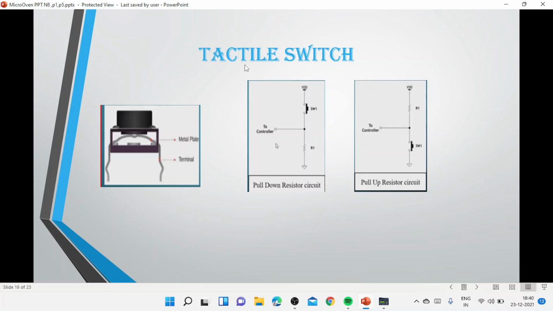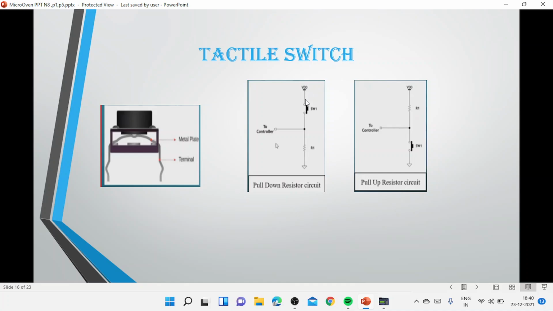Coming to the next peripheral, it is the tactile switch. This is the diagram of the tactile switch. These are the terminals. We can choose two types of tactile switch circuits: the pull down resistor circuit and the pull up resistor circuit. Let me explain briefly about these things.